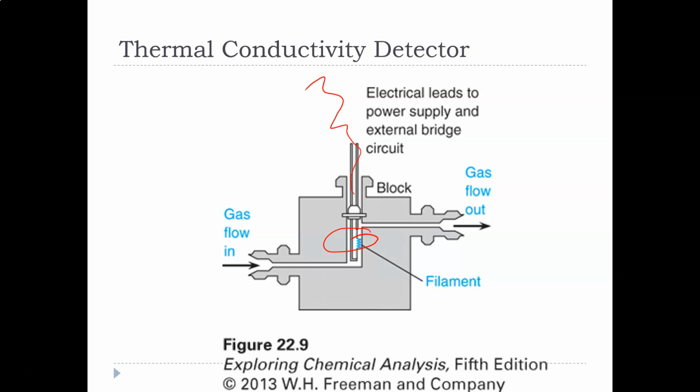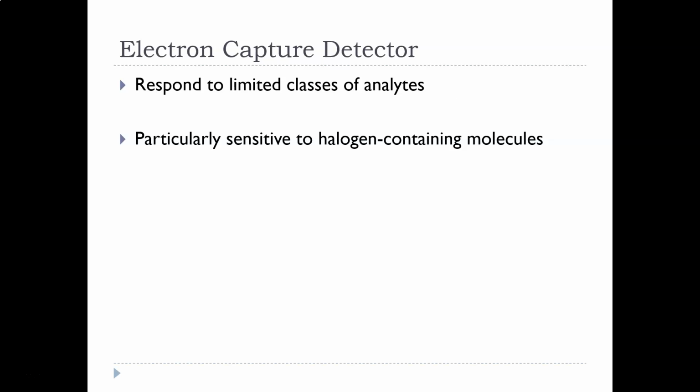But FIDs are simpler, and so most people have them, and most people do gas chromatography for hydrocarbons. We also have the electron capture detector. This is even more narrow than the FID. FID only works for hydrocarbons. Thermal conductivity works for everybody. Electron capture is very specific. It has to be containing a halogen: fluorine, chlorine, bromine, iodine.